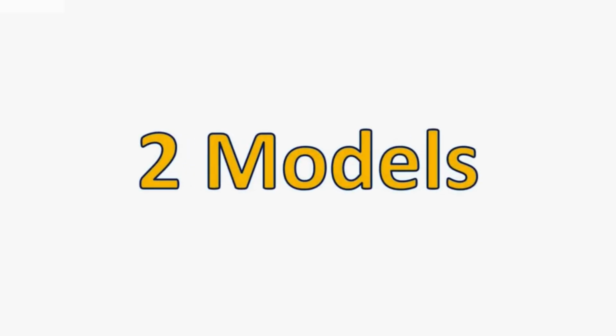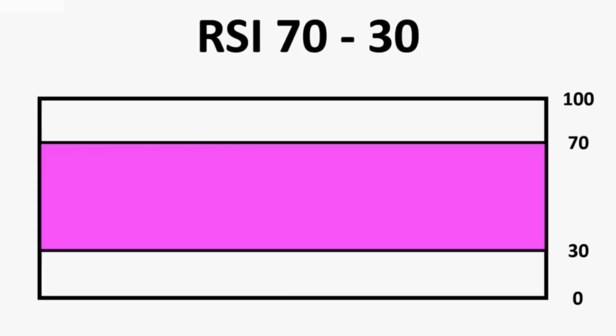Alright guys, so you see, there are two models, or you can say two methods, of trading on the RSI indicator. The first method is the RSI 70-30, which is kind of the traditional method of trading on this system. And in this method, if the price is going above 70, it is considered to be overbought.